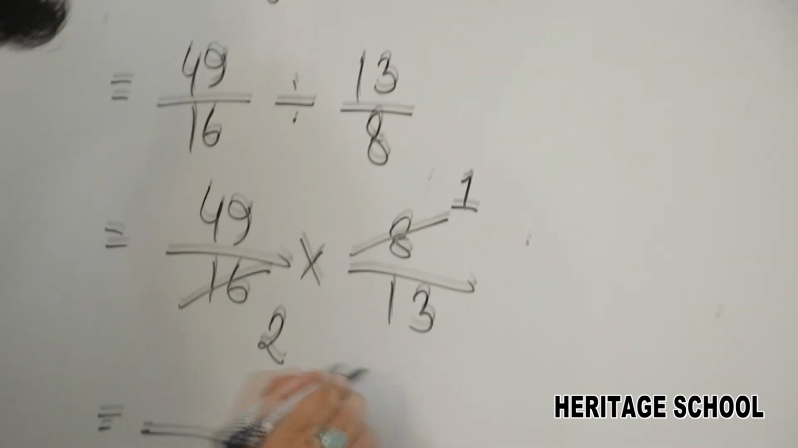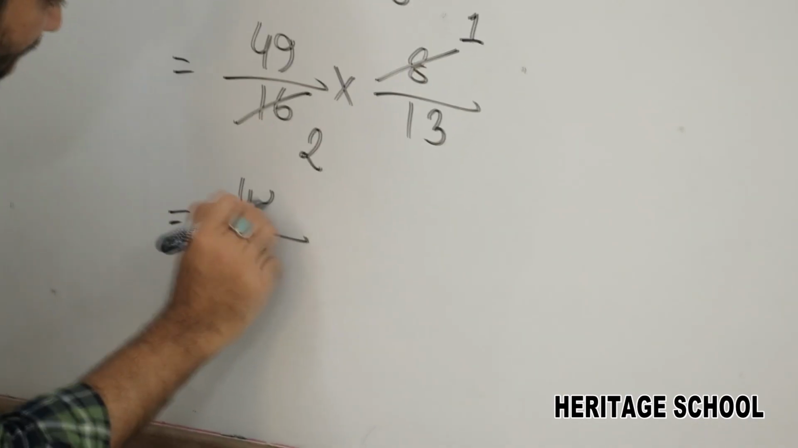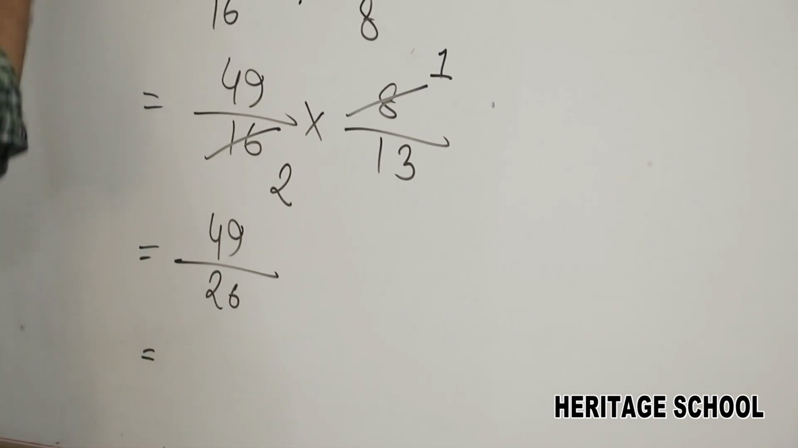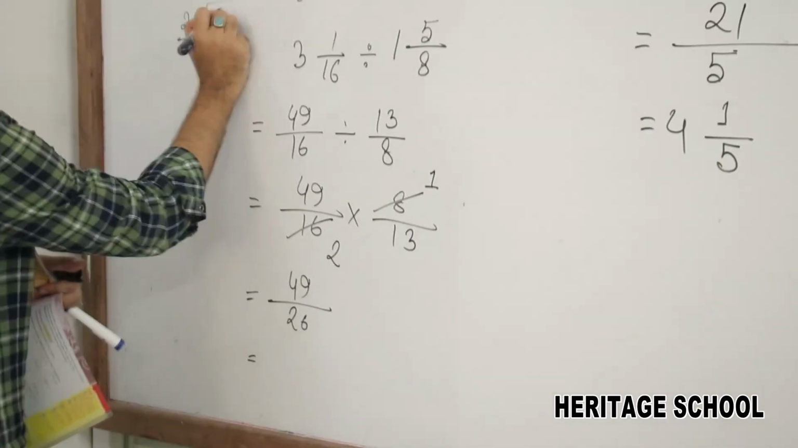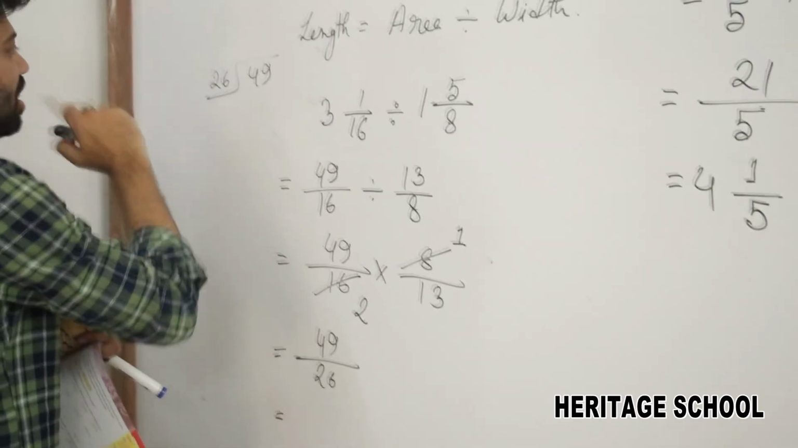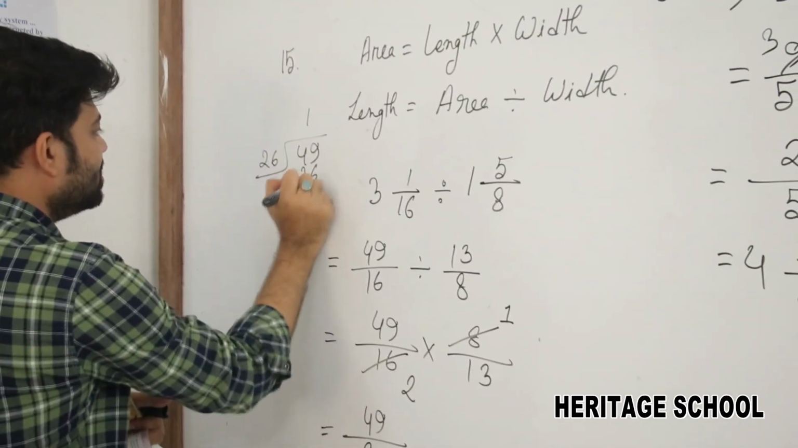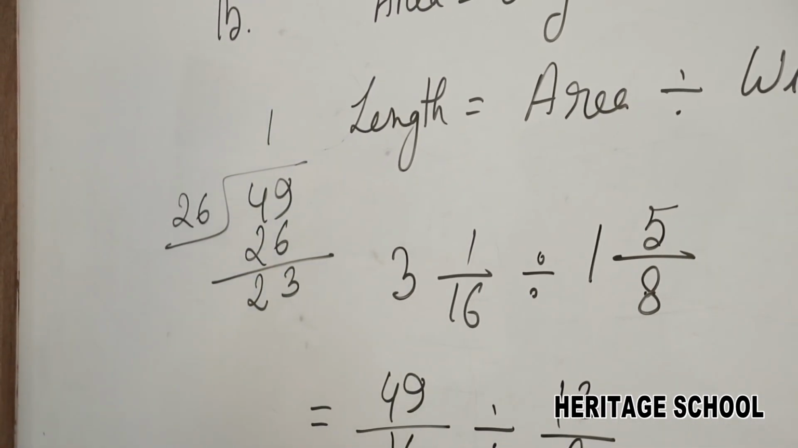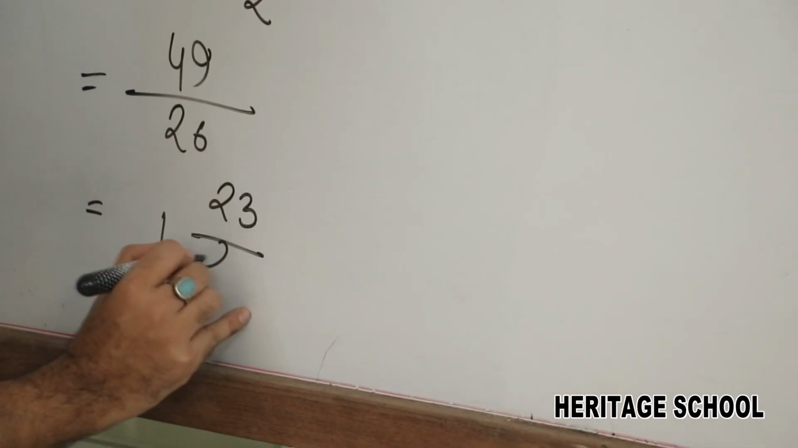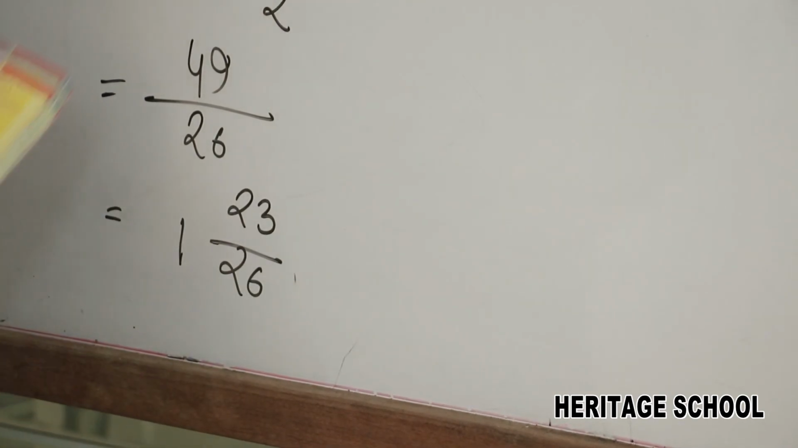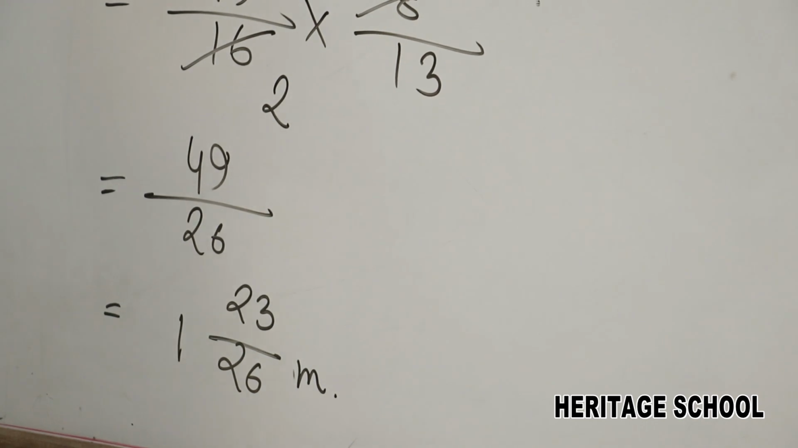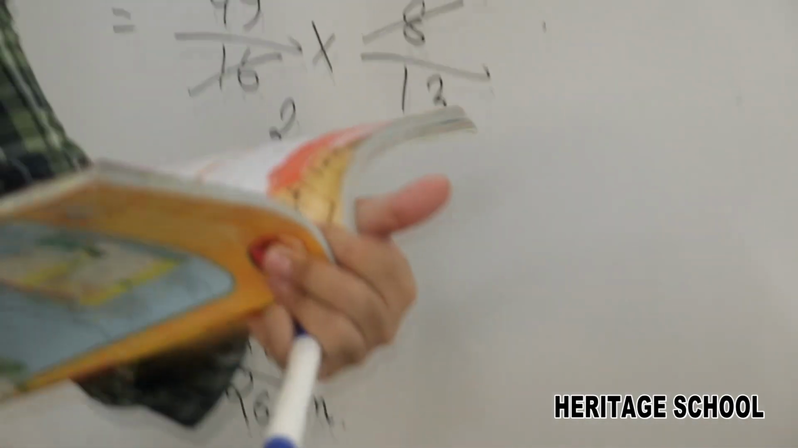Okay, now let's multiply. 13 twos are 26 by 49. We got the answer in improper form, so we have to divide 49 by 26. 26 ones are 26, 26 twos are 52. The remainder is 23. The answer is 1 whole 23 by 26. The unit is meter because we have to find out the length. So that's it for number 15.